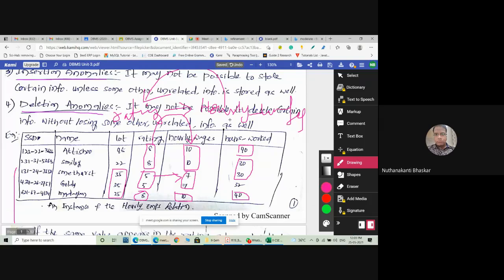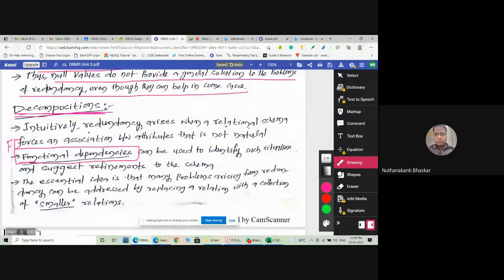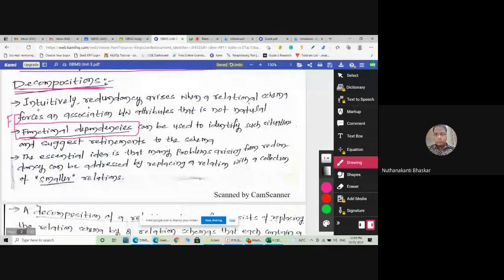We will discuss in the next class what a functional dependency is, how to define it, what the categories and formulas are. The basic information on how to decompose I am giving here. Now we have identified the functional dependency. Intuitively, redundancy arises when a relation schema forces an association between attributes that is not natural. Functional dependencies can be used to identify such situations and suggest refinement to the schema.